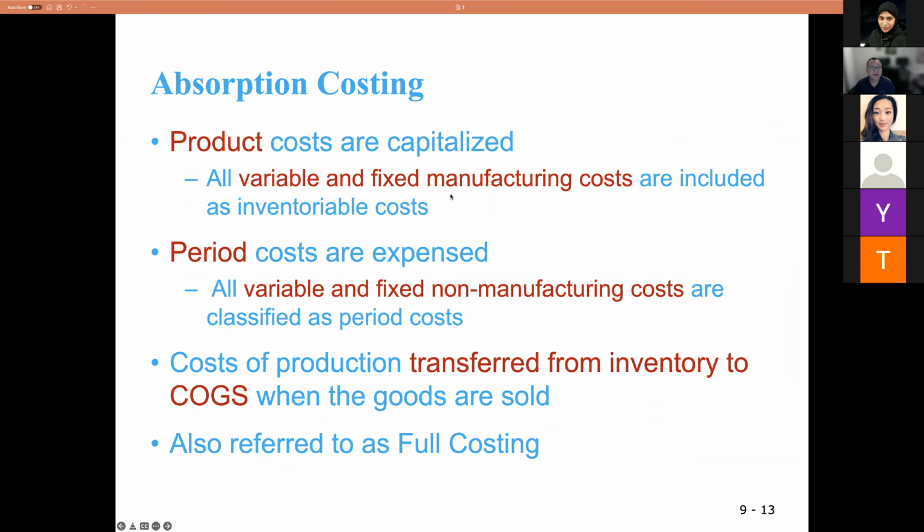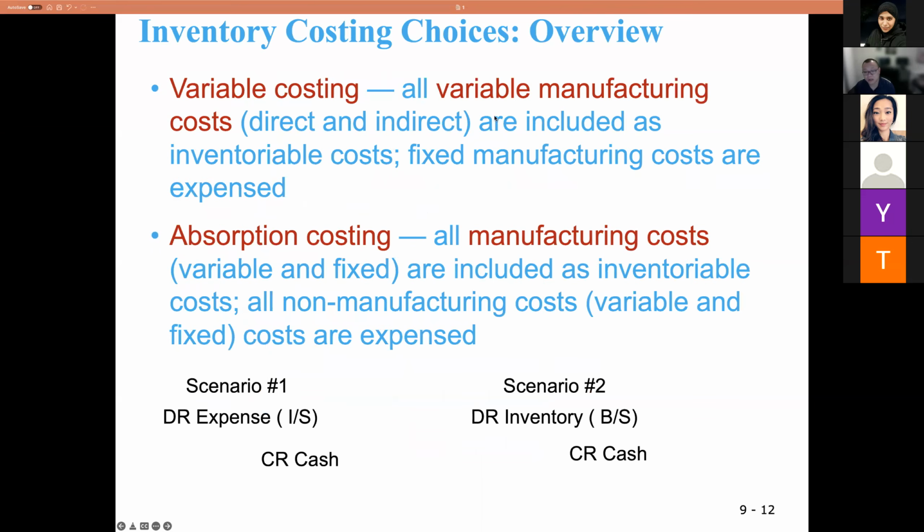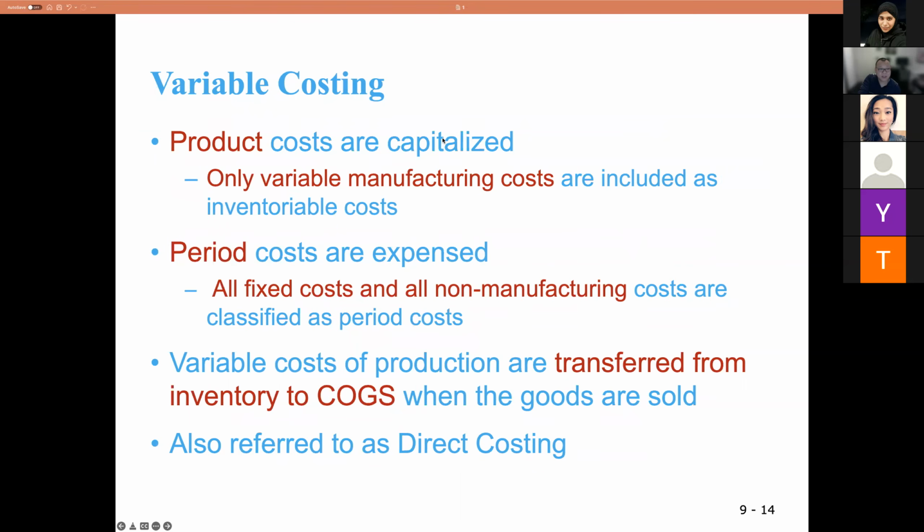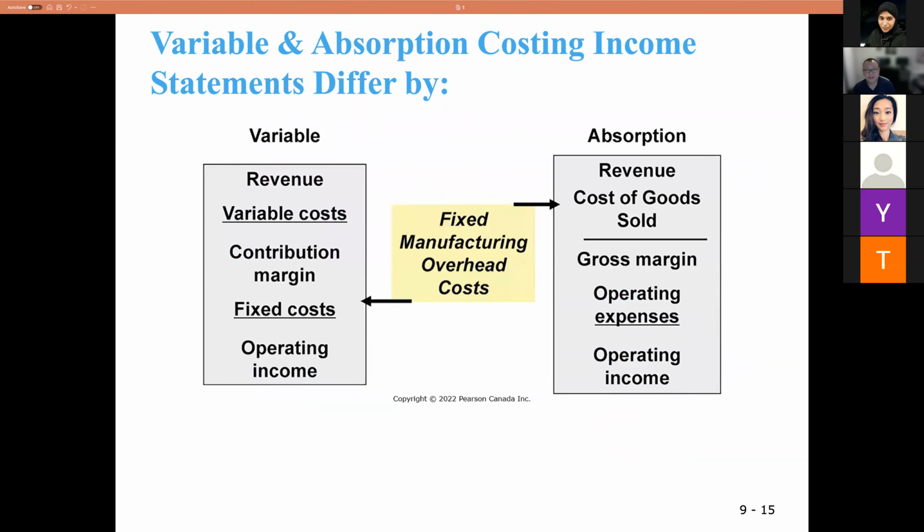Okay. Under absorption costing, the product costs are capitalized as inventory, and the period costs are expensed. This is also called full costing. Absorption costing has another name, full costing. And under variable costing, the product cost does not include fixed manufacturing cost. It also has another name, called direct costing. Okay, so this is the difference.